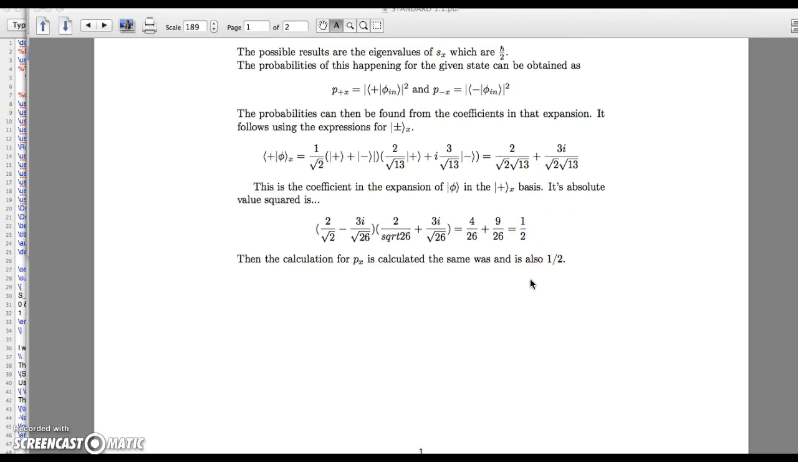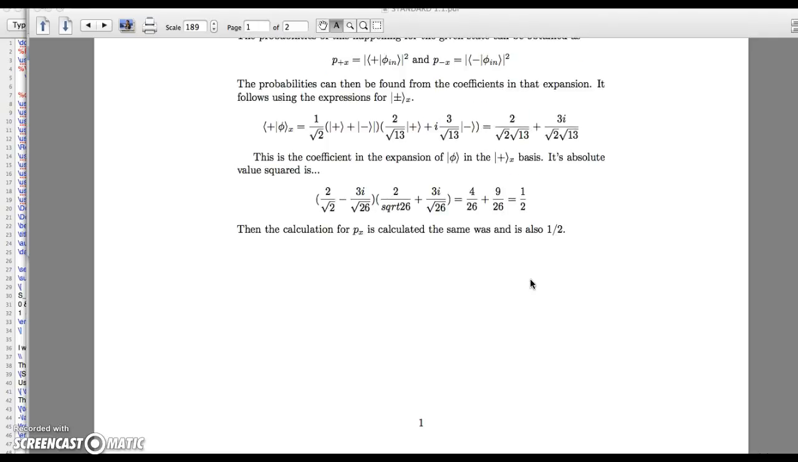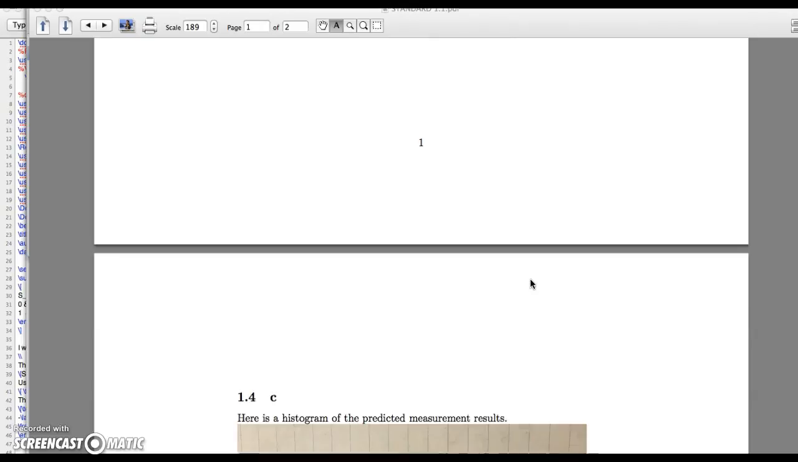Then the calculation for p sub x down is done the same way and is also 1/2. And we can also tell that the probabilities have to add up to 1. So if our spin up probability is 1/2, then our spin down probability would have to be 1/2.